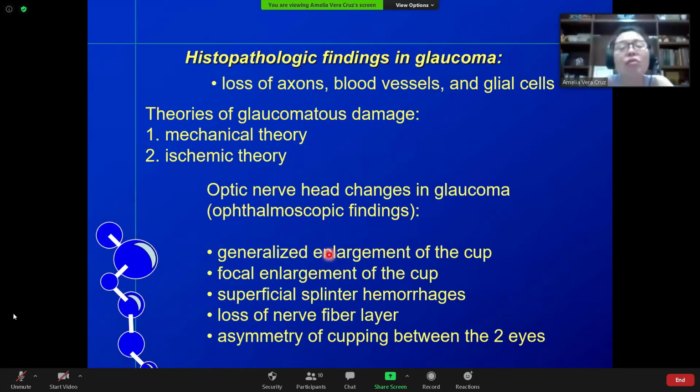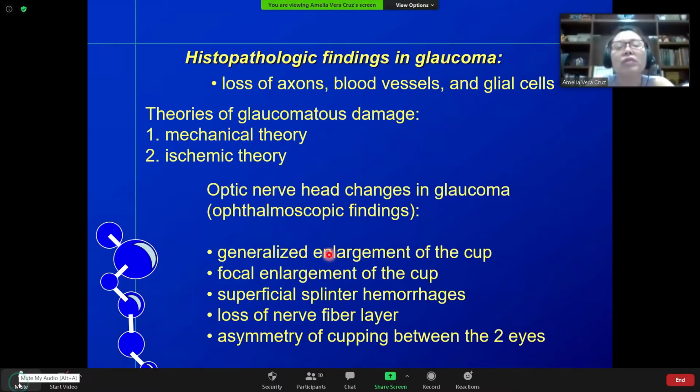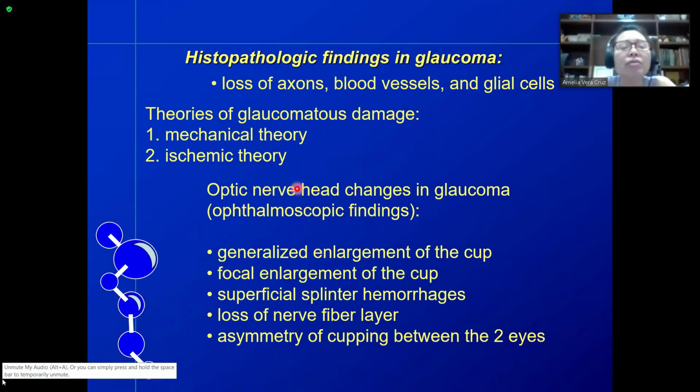So, in glaucoma, you have loss of axons. Yung 1.2 million, 1 to 1.5 million na nerve fibers mo, nababawasan na yan in glaucoma because of damage. You have loss of blood vessels, small blood vessels, and glial cells. So, theories of glaucomatous damage.